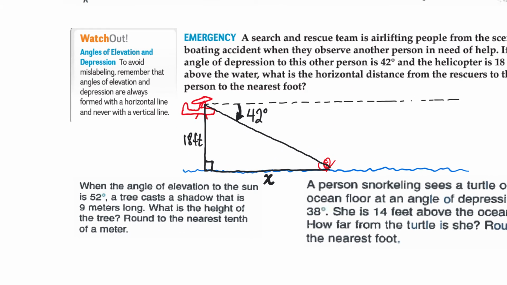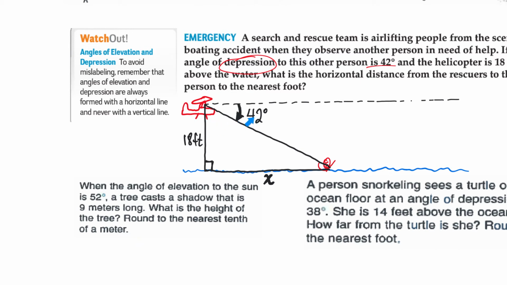Now, with angle of depression, we have to be careful here. It says that the angle of depression is 42 degrees. Now, that angle is talking about from the line of sight down to this other line of sight, looking down to see this person. So this angle is 42 degrees. It's not this angle, and that is a very common mistake to make. So we see that 42 degrees is put in here, but that's not what that's talking about. It's from here to here.